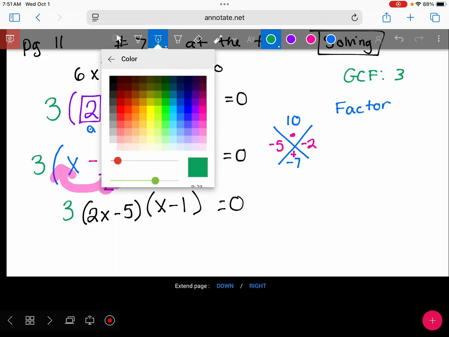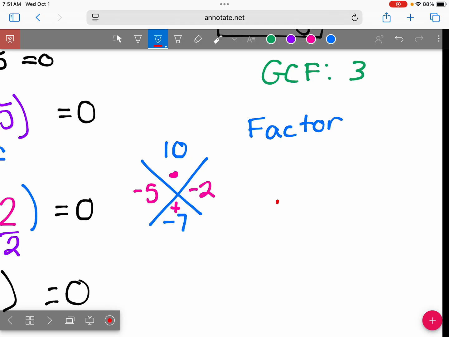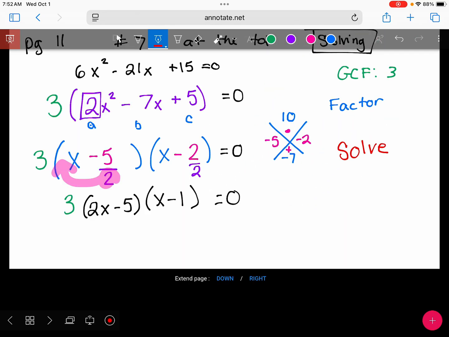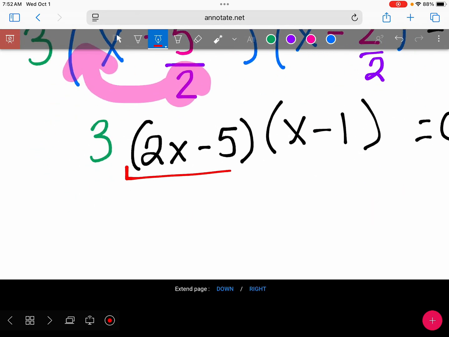Once we have it factored, this is as factored as it gets, then we need to find our solutions. We're going to solve, we're going to get to our x equals. We want to find our roots, solutions, zeros, x-intercepts. So that's when we take each of our factors, this guy and this guy, and we set them equal to 0.